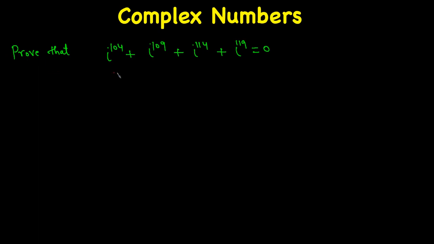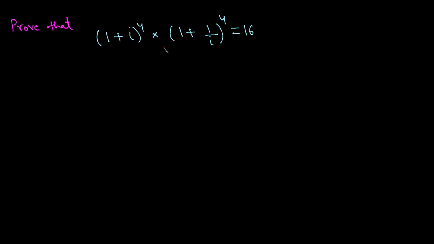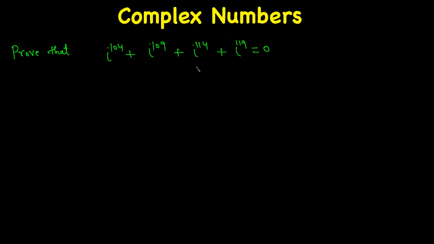In this video, I'm going to go over these two examples from complex numbers. The first one says prove that the sum of these four imaginary numbers is equal to 0, and then the product of these two complex numbers is equal to 16. This problem we can solve using two different methods. I'm going to do both of them. So let's work on the first method first.